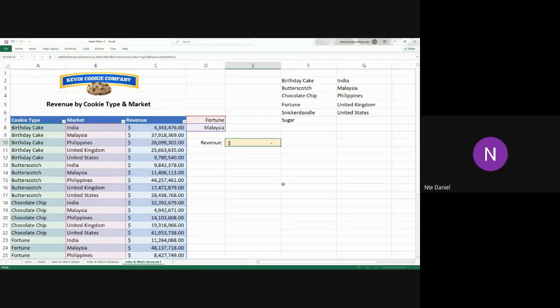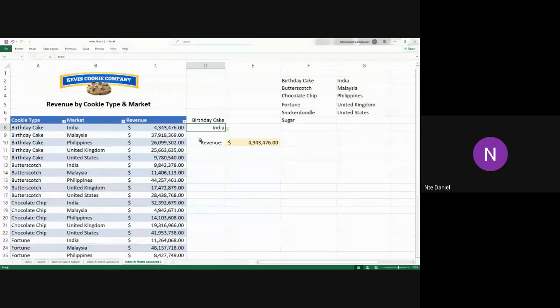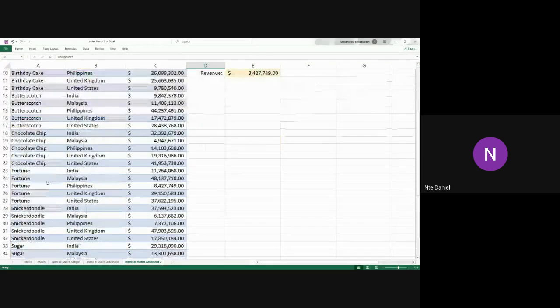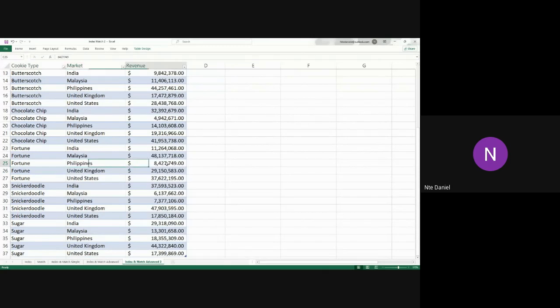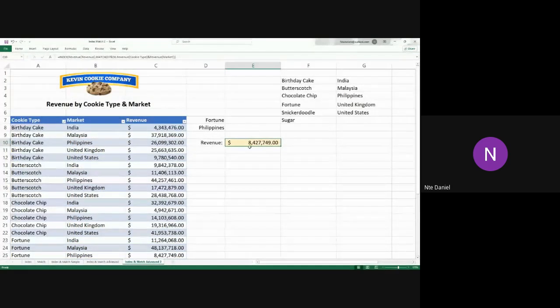And I'll press enter. So now if I change this to birthday cake for India, it's giving us 4.3 million. If I change this from Fortune to Fortune Philippines, 8.4 million. Fortune Philippines, 8.4 million. So you guys can see how it works. This is the function here. Do you guys have any questions? If you have any questions regarding lookups, this is the opportunity to ask.